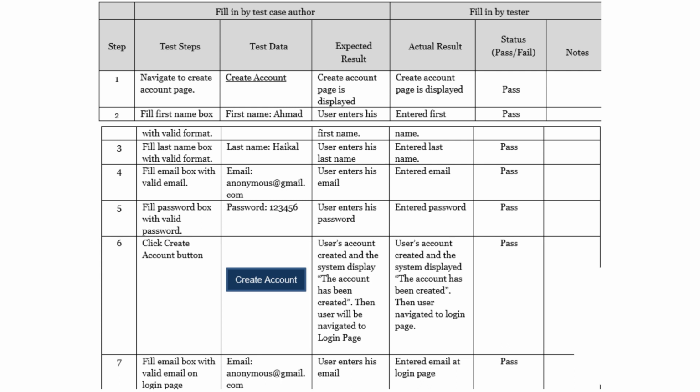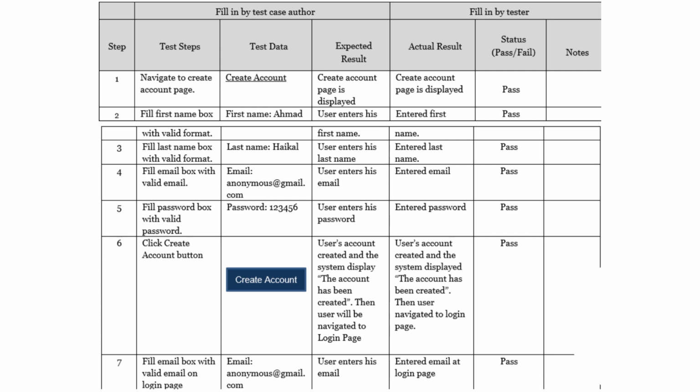Status pass. Third, the user fills the last name box with a valid format, for example, last name Haikal. Expected result, user enters his last name. Status pass. For the next step, the user fills the email box with a valid email, for example, email anonymous@gmail.com. Expected result, user enters his email.